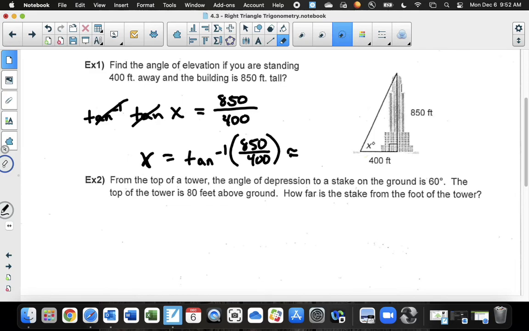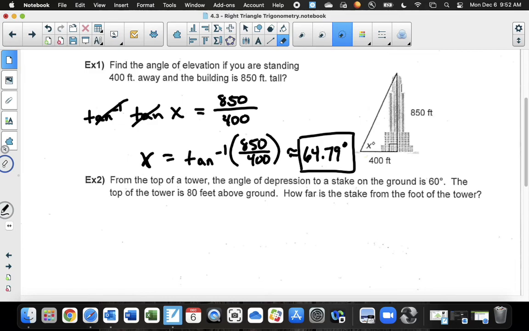And now if you type that into the calculator, what do we get? What's my approximate angle measure? 64.79 degrees. Number one, make sure you're in degree mode, not in radian mode, because in the picture it says degrees.